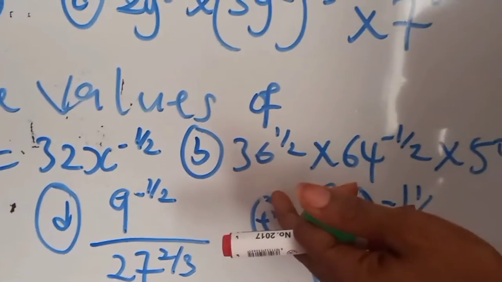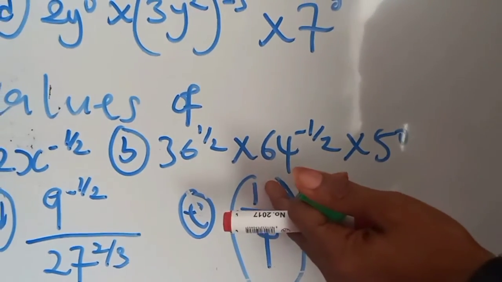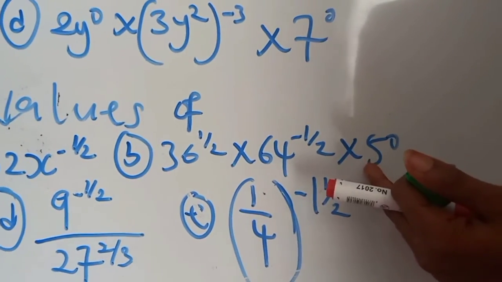1 over 2 times 64 raised to the power of negative 1 over 2 times 5 raised to the power of 0. This is the question here. What happened?